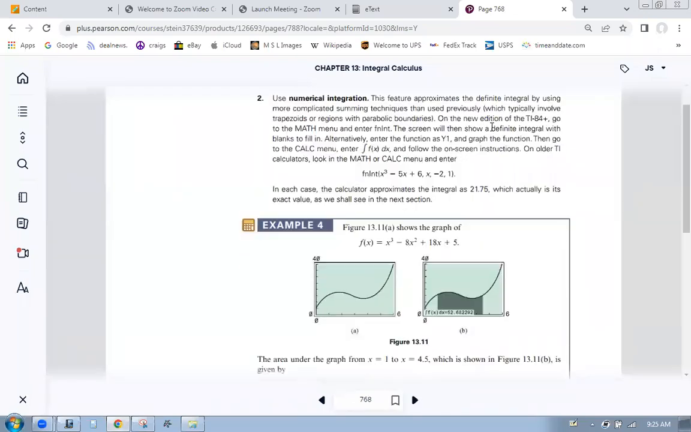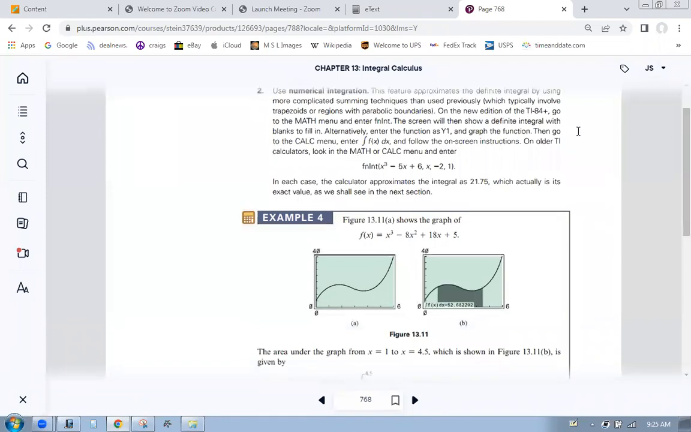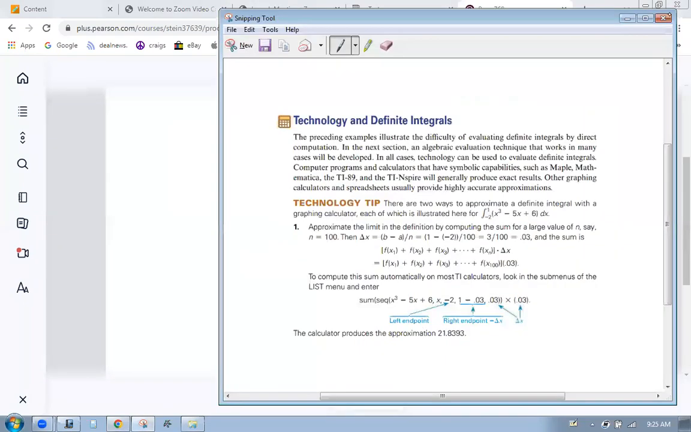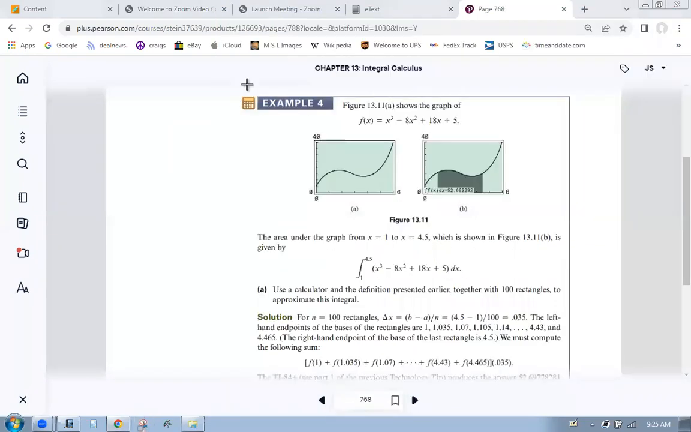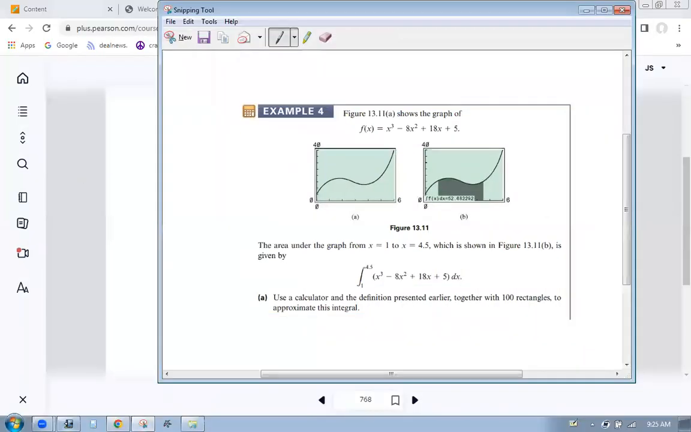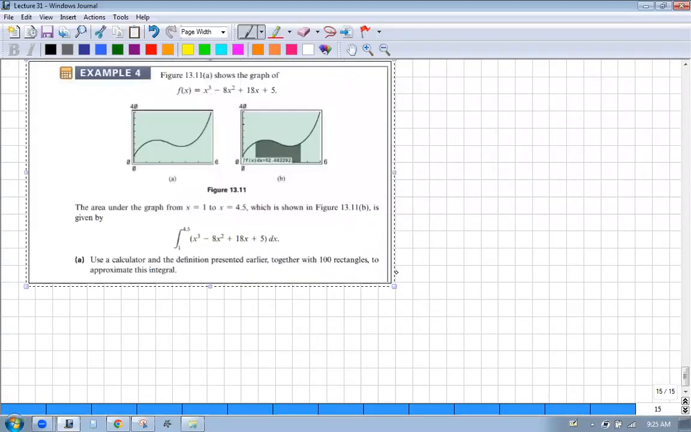I mean, you're not allowed to use graphing calculators on the exam, so why talk about it? Use your software. Use a calculator. No, we're not going to use a calculator.